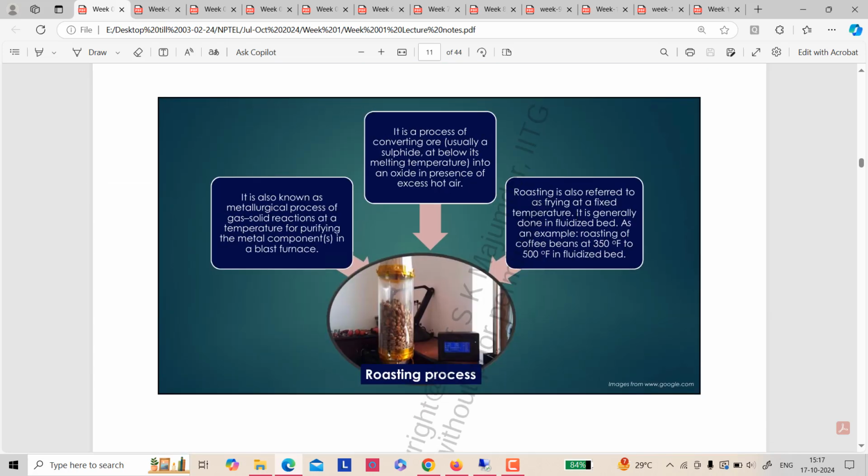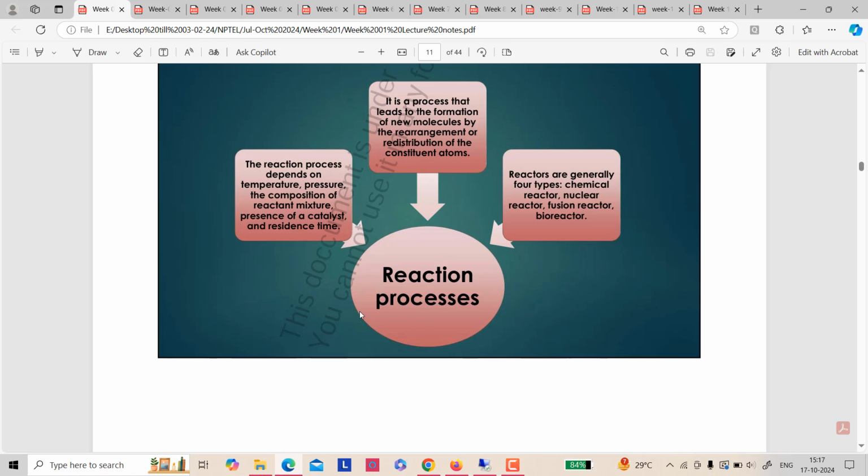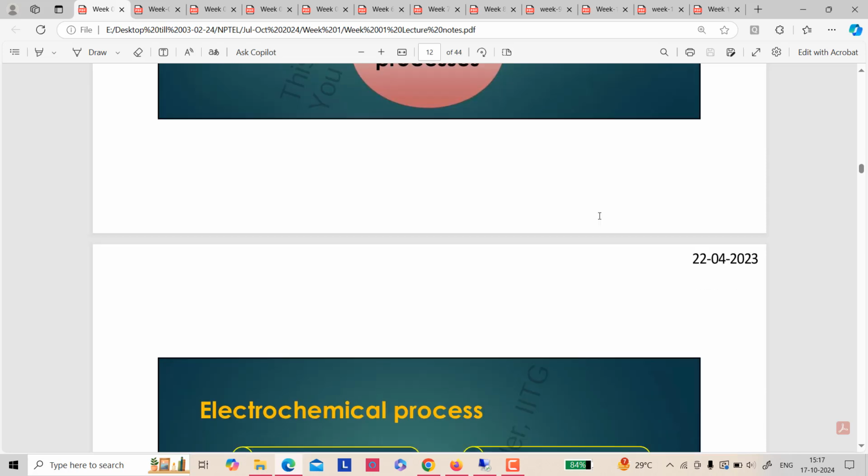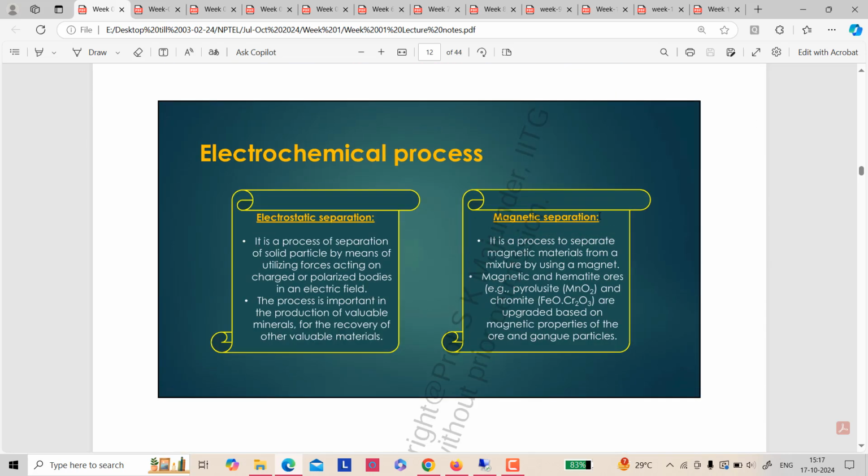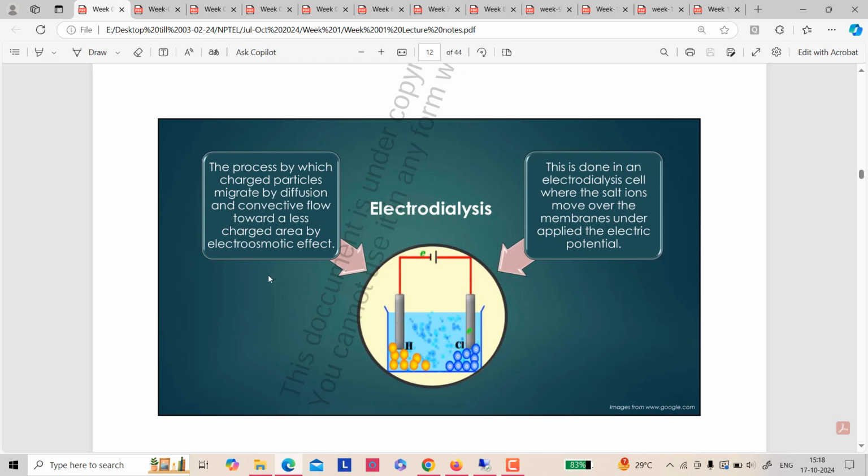Then there is a roasting process. Then after the reaction process also we can separate particles chemically. Next comes the electrochemical process. Under the electrochemical there is electrostatic separation and magnetic separation. It is a process of separation of solid particles by utilizing an external field applied on the charged or polarized bodies, and in magnetic separation, instead of an electric field, we use a magnetic field. So this is the electrodialysis process.